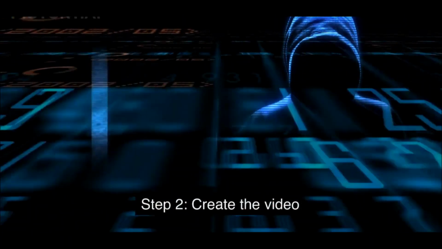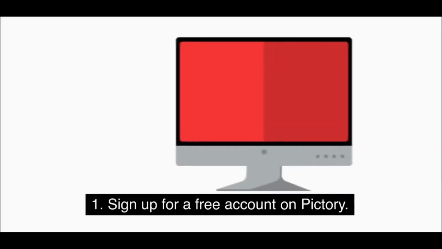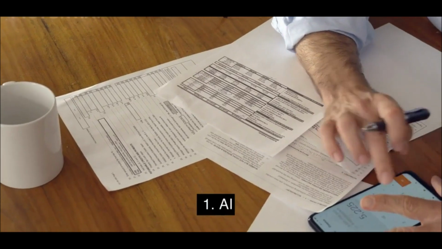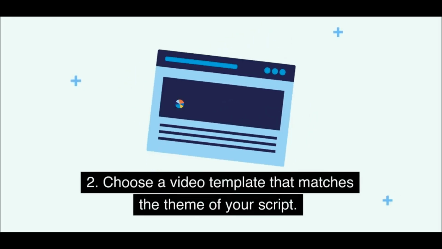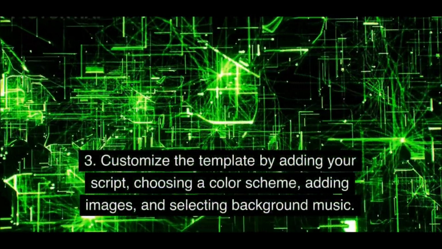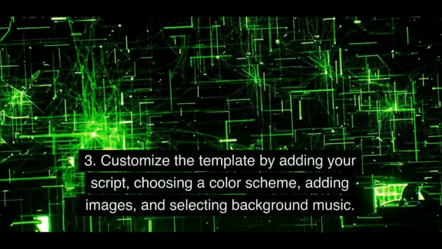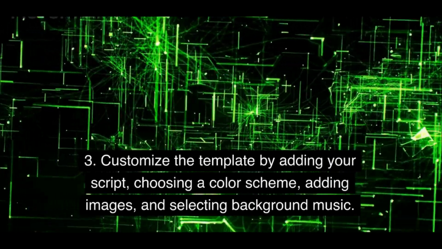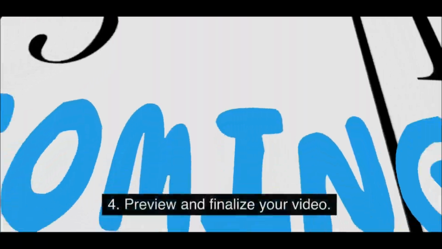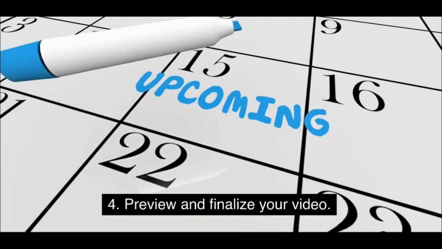Step 2. Create the video. 1. Sign up for a free account on Pictory.AI. 2. Choose a video template that matches the theme of your script. 3. Customize the template by adding your script, choosing a color scheme, adding images, and selecting background music. 4. Preview and finalize your video.